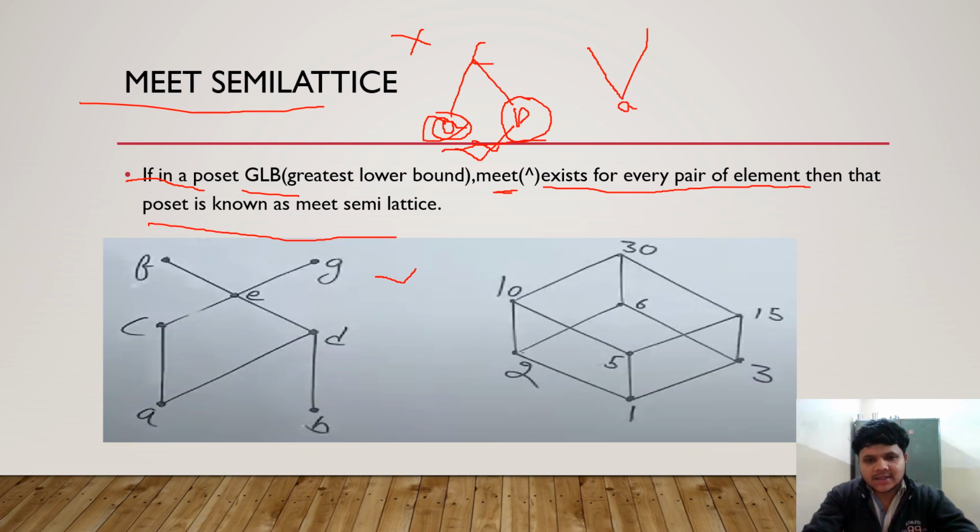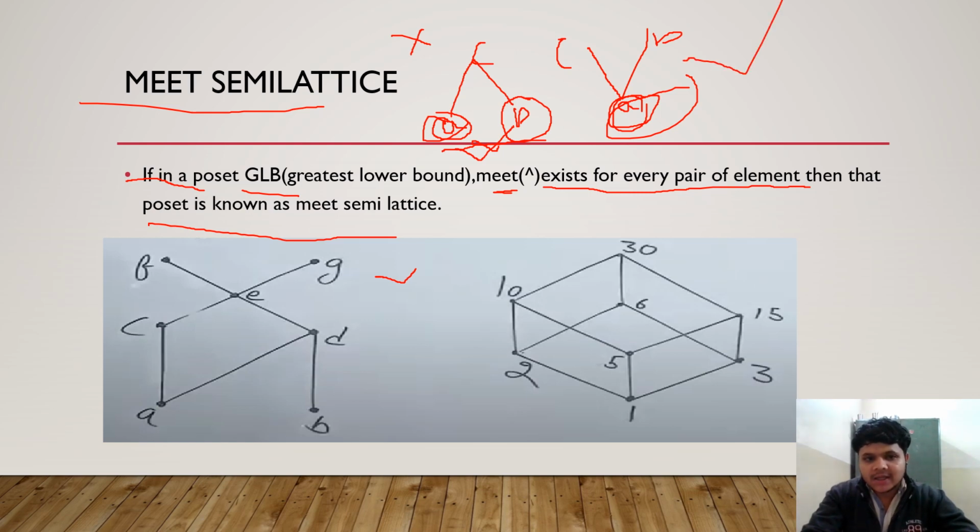Now consider this A, B and C. Now for A and B, A is the greatest lower bound. For A and C, again A is the greatest lower bound. And for B and C, again A is the greatest lower bound. So in this figure, for every pair, there exists a greatest lower bound. So this will be a meet semilattice.